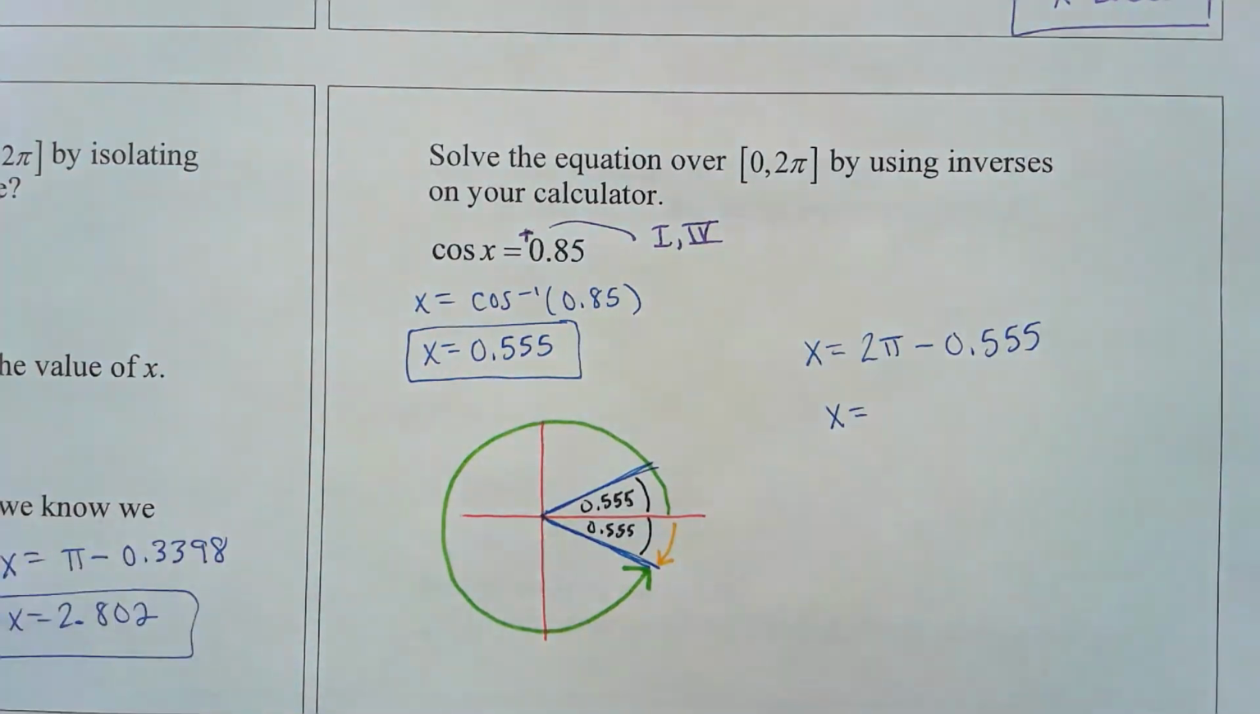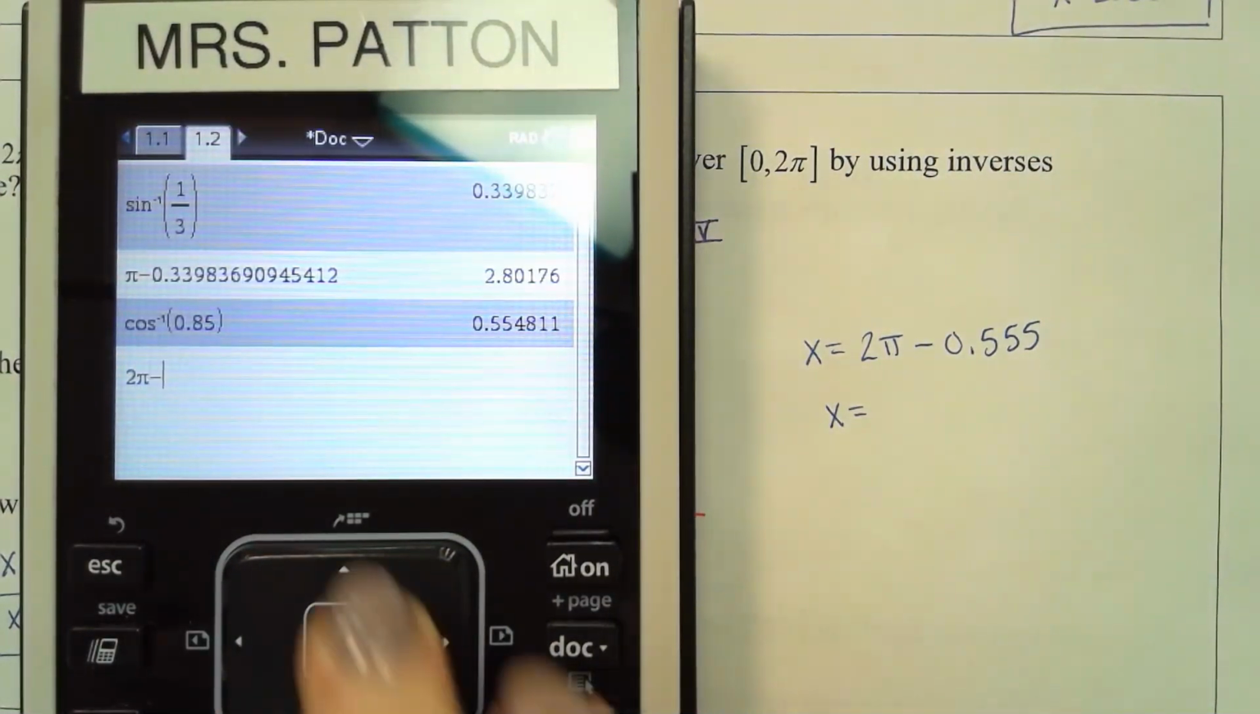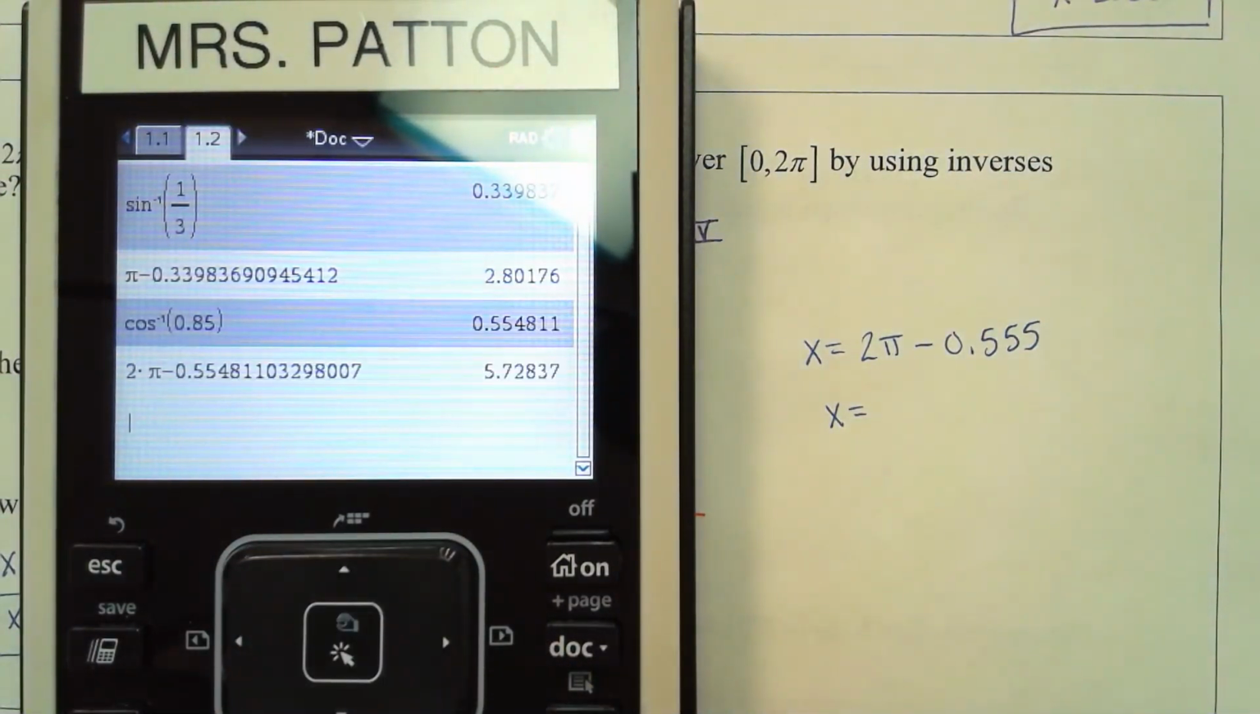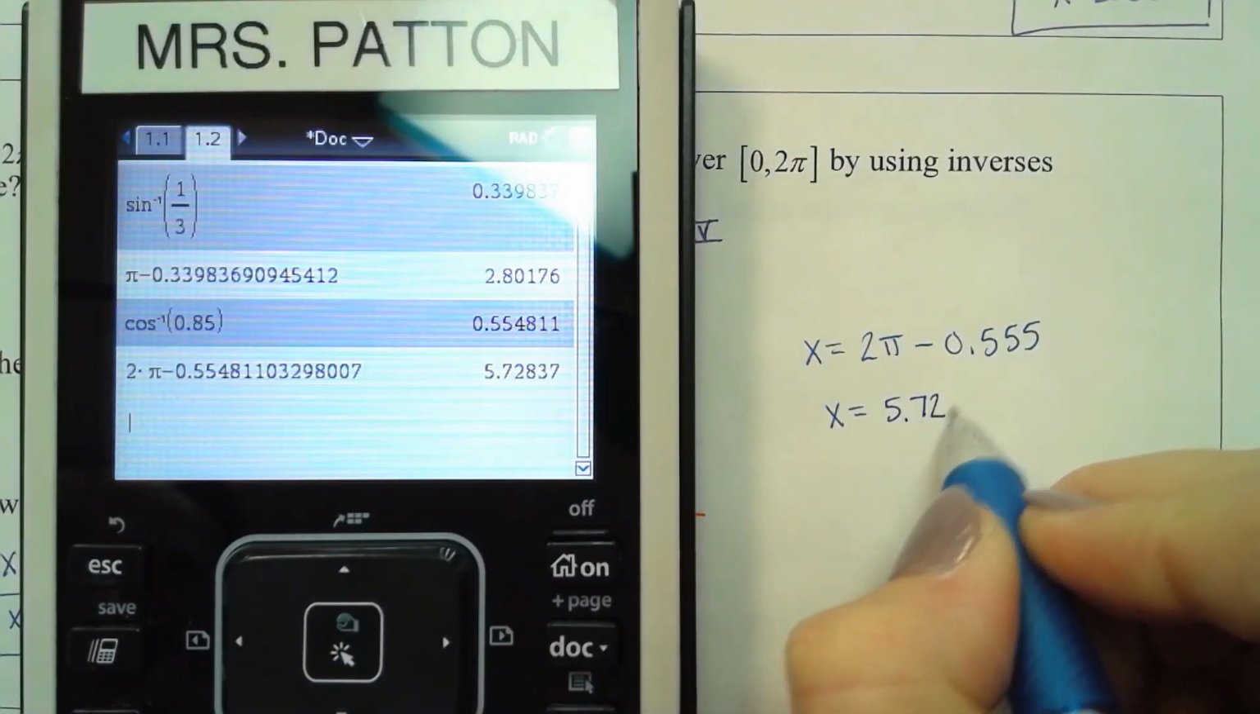minus the answer that our calculator spit out. So I'm going to go 2 pi minus, I'm just going to grab that number. It's easier and it's more accurate, and we get 5.728.